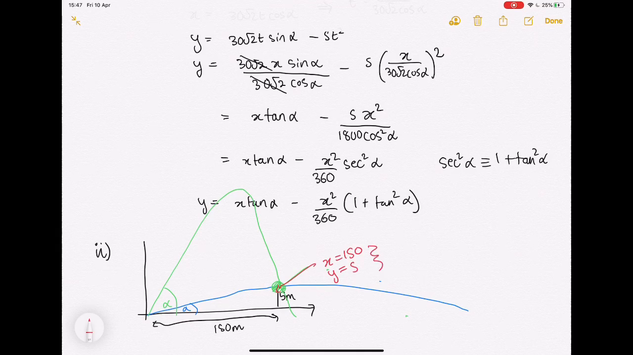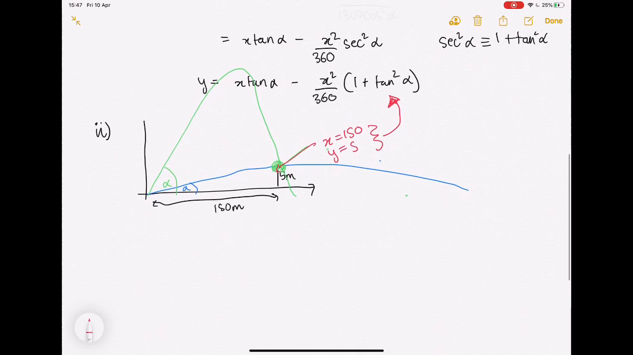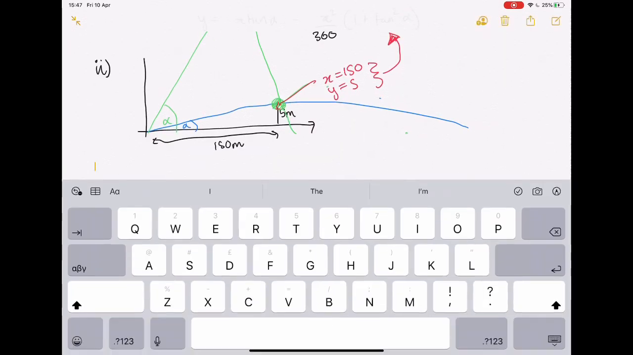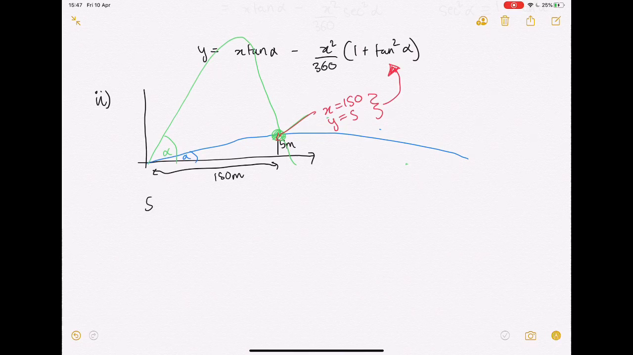If we take these two values and put them into the equation, we get a quadratic equation in tan alpha, and therefore we can solve it for tan alpha. So you shouldn't be surprised that we get two possible values of tan alpha. Let's go ahead and do that. We get 5 equals 150 tan alpha minus 150 squared over 360 times (1 plus tan squared alpha).